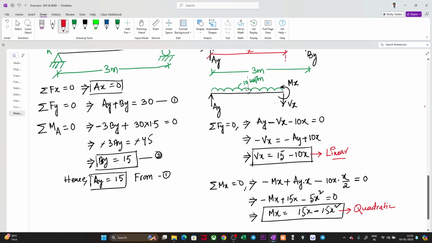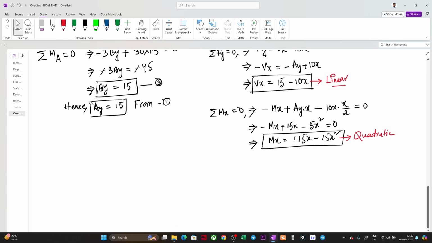So now basically at any point you can find out the bending moment and shear force with this particular form. Our problem was like this.